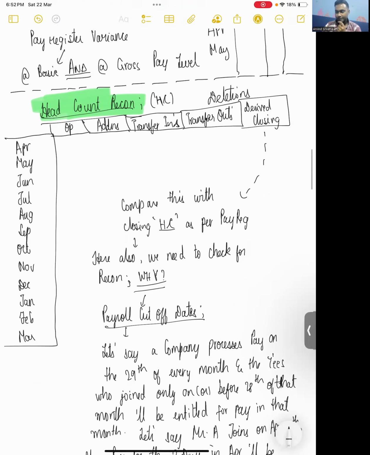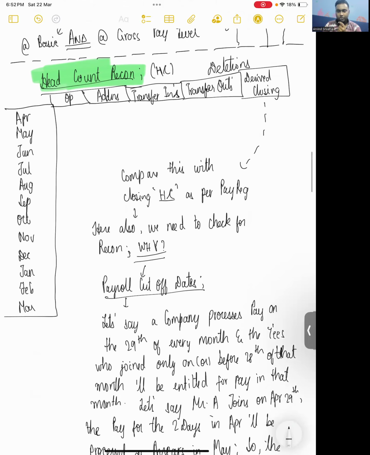And in relation to headcount reconciliation, we take the opening, we take the additions, we add the transfers in, we reduce the deletions, we reduce the transfers out, and arrive at the closing. And we compare this with the closing headcount as per the pay register. But there might be some reconciling items. Why is that? Just lend an ear to me, I will explain that to you.